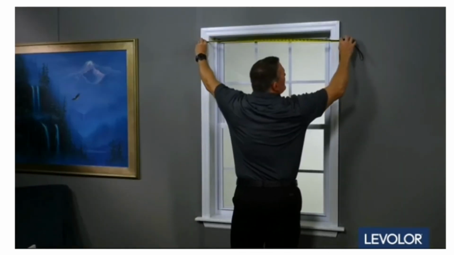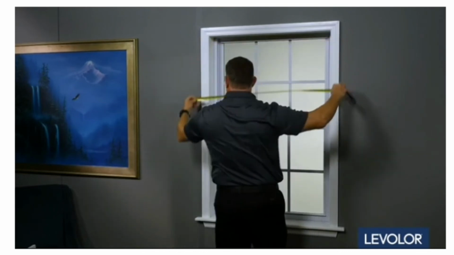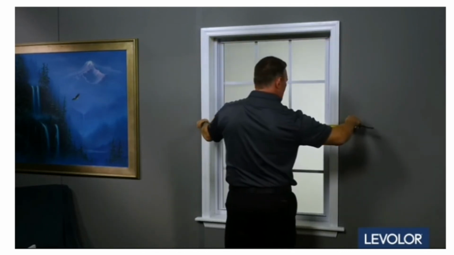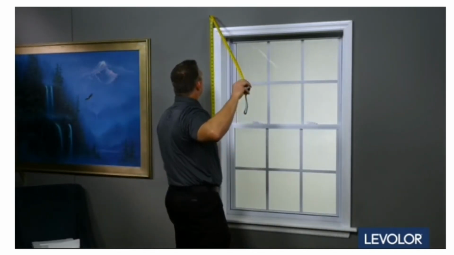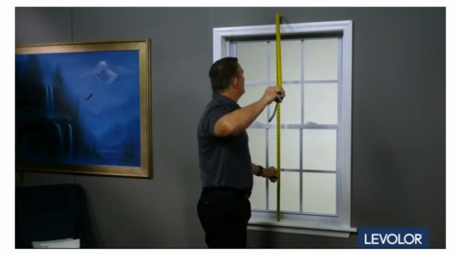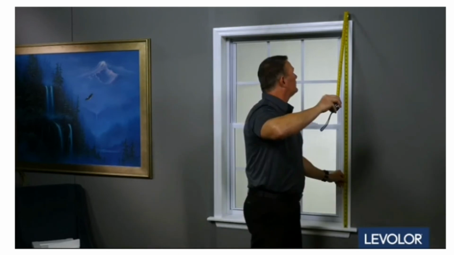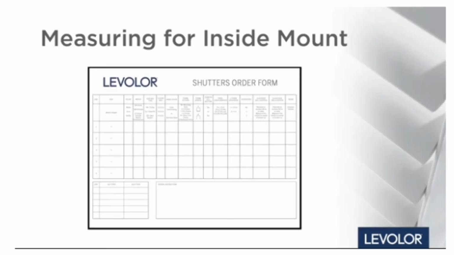Measure the width in 3 places from the left outside edge of where the frame will be positioned to the right outside edge of where the frame will be positioned, followed by measuring the height in 3 places: left, center, and right. For both widths and heights, record the largest measurement to the nearest 1/8 inch and note on the order form.